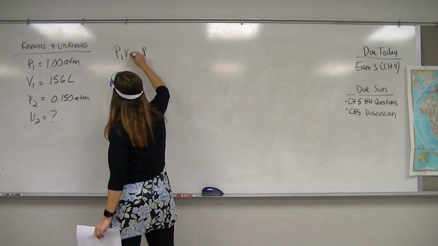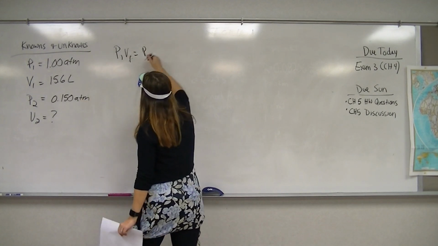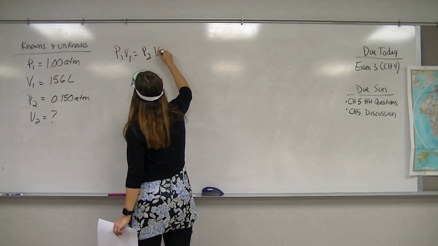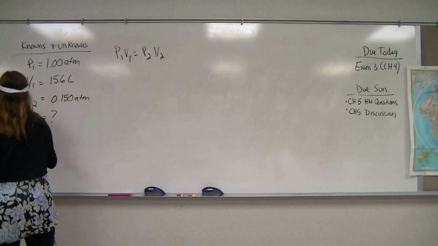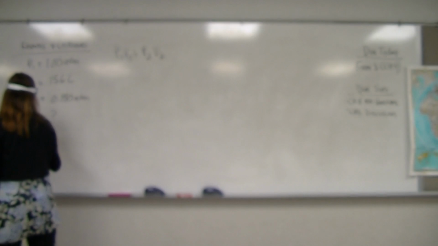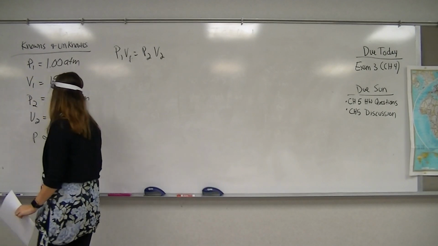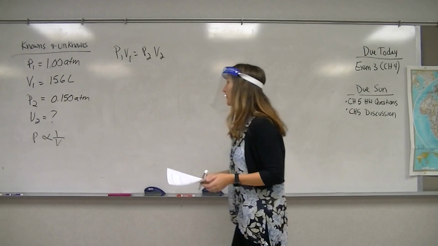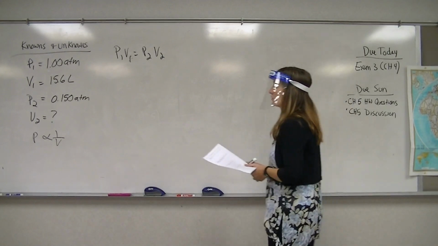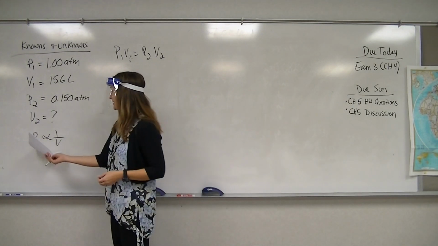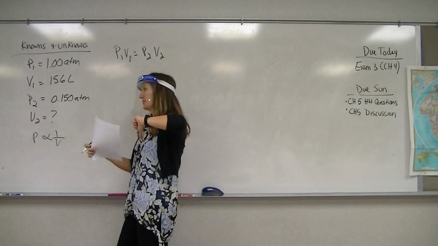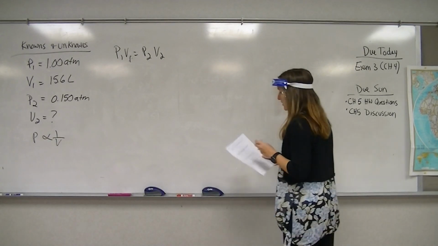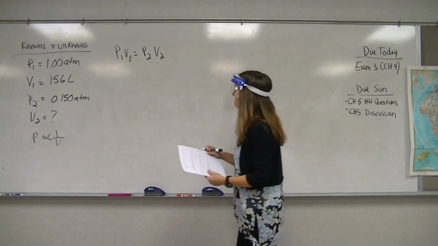And we can actually predict what's going to happen to the volume because with Boyle's law we said that pressure was inversely proportional to the volume. So if the pressure is increasing, the volume is going to decrease. If the pressure is decreasing, the volume is going to increase. So we can predict what's going to happen based off that.